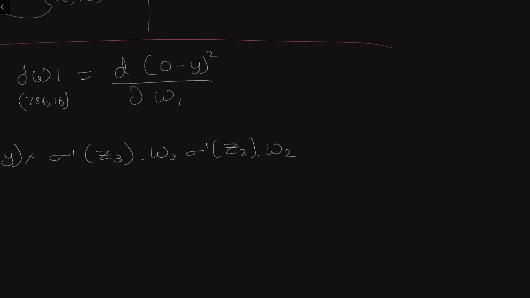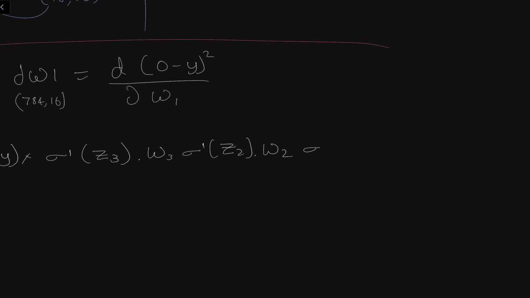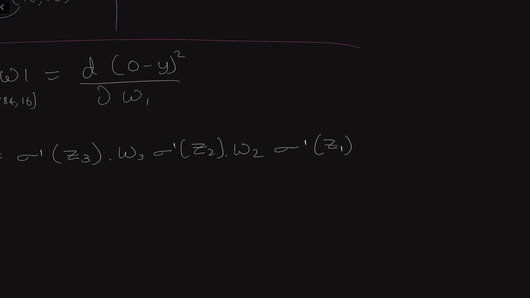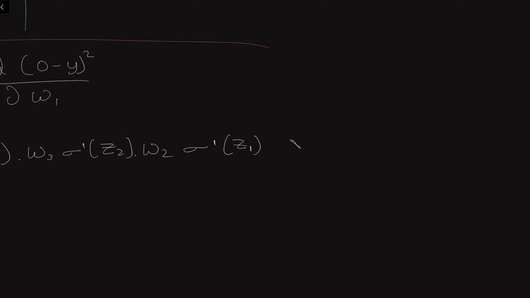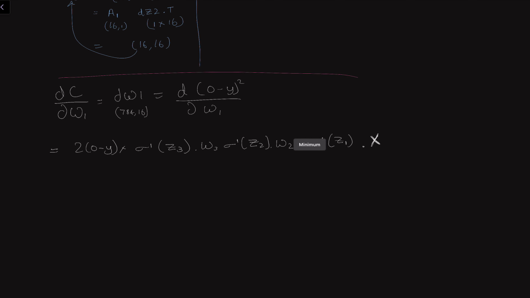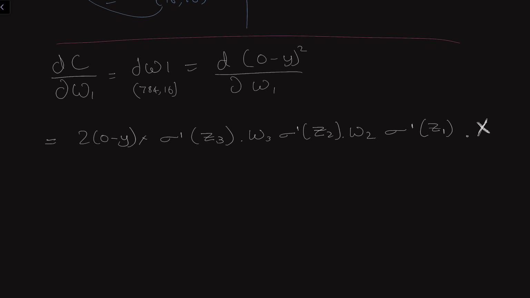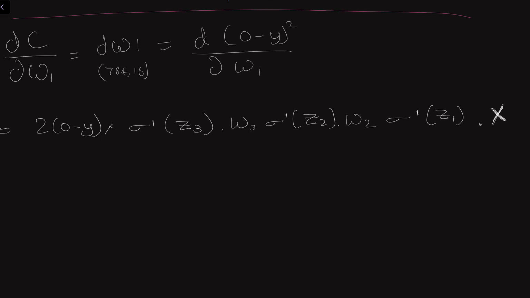And let's see, what else will we have? W2, then we're expanding A1, so sigma dash of Z1. Okay, Z1 is what? X into W1. So here, instead of W1, since we're doing the derivation of W1, we'll have X, okay? So this is the big equation of W1.